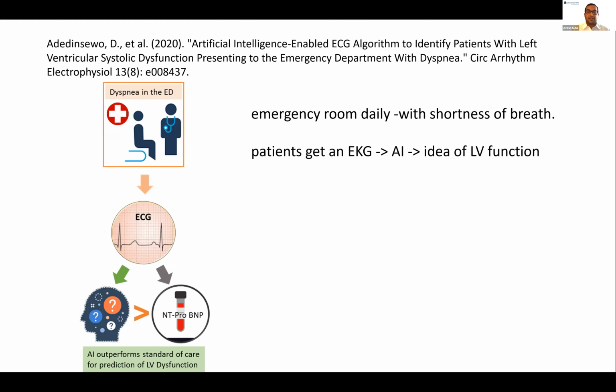The first one was this study which was published in Circ Arrhythmia Electrophysiology. And I really liked this study because it used EKG and used deep learning to identify if the patient had left ventricular dysfunction. As you might imagine, the emergency room faces a lot of patients who come in with shortness of breath to the ER, and the standard evaluation takes much longer, and most of the patients don't get an echocardiogram up front. So this modality was actually as good as standard of care and gave a fair idea of LV dysfunction in this very well done study.